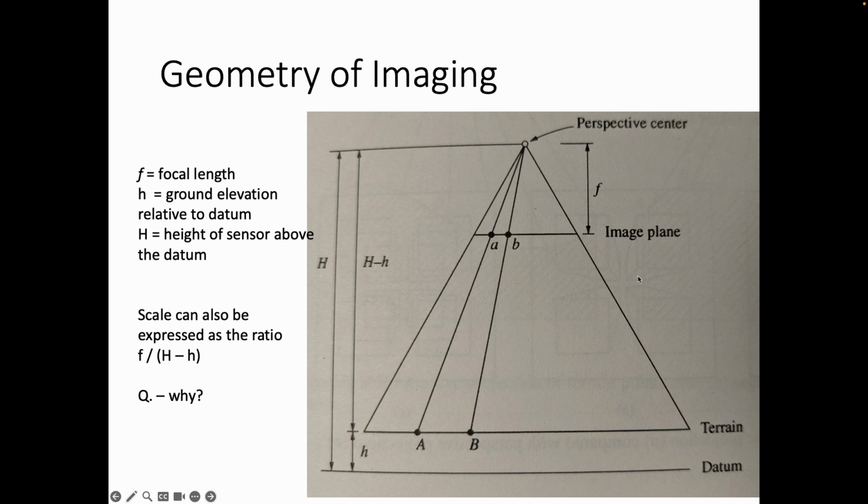Here's just another cartoon schematic of that same kind of thing. We've got our image plane here. Now our image plane is actually in front of the focal point, or the perspective center, as we'll call it. There's our focal length there. Here's again our height above the ground. Here's our datum height, capital H. And terrain and datum is there. And we can also express our scale as the ratio between the focal length and the elevation above the ground.